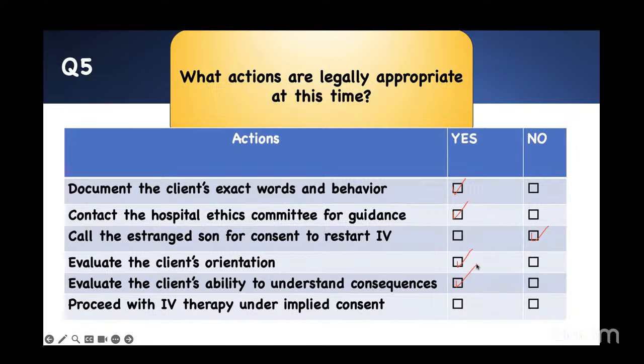Proceed with IV therapy under implied consent. Implied consent is not used if the patient is oriented, so you should not do that. This is not acceptable. If they give you a table like that, this is what you should be looking for. These are ethical questions. They can be difficult and annoying, but if you stick to your ground, you get all of them right.